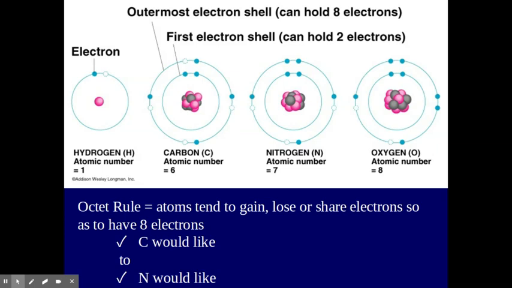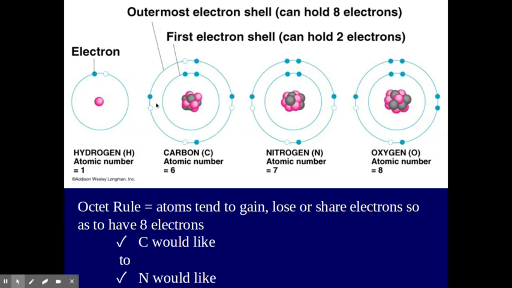If you look at carbon here, it has 2 energy levels. The first level holds 2. The second level could hold up to 8, but since carbon only has 6 to put in altogether, you put 2 in this shell and then you have 4 out here.